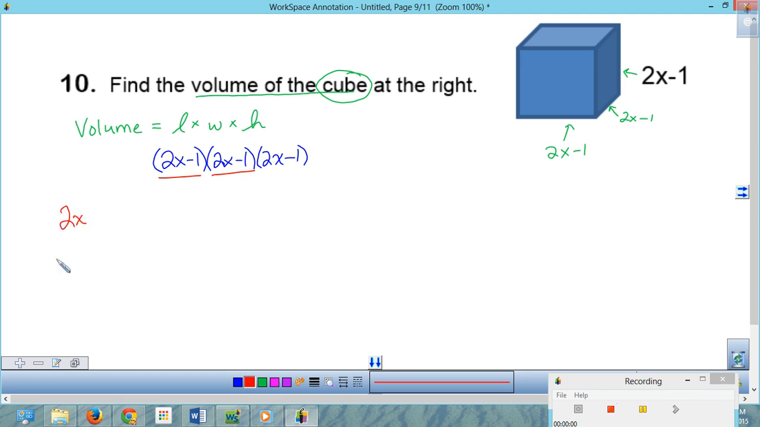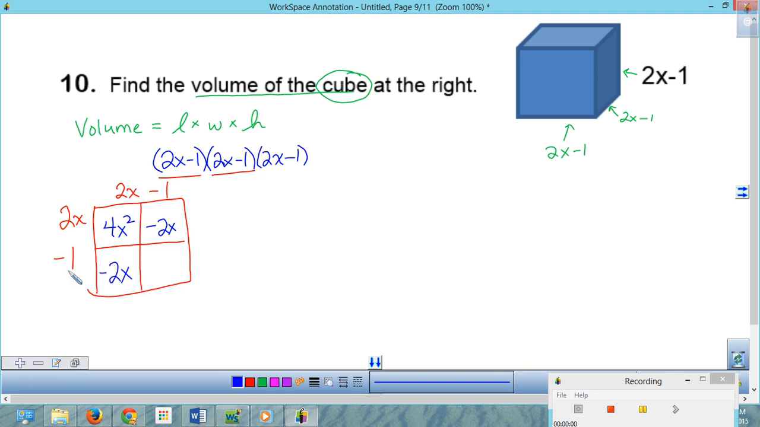Just note that if you don't use the box method, it's the distributive method, and you'll do it pretty much the same way, and you'll get it in the order of the top, going across like this, and then you'll combine your middle, just like we would do any other time we'd use the distributive property. So you do 2x times 2x, which is 4x squared. 2x times negative 1, which is negative 2x. Negative 1 times 2x is negative 2x, and negative 1 times negative 1 is positive 1.